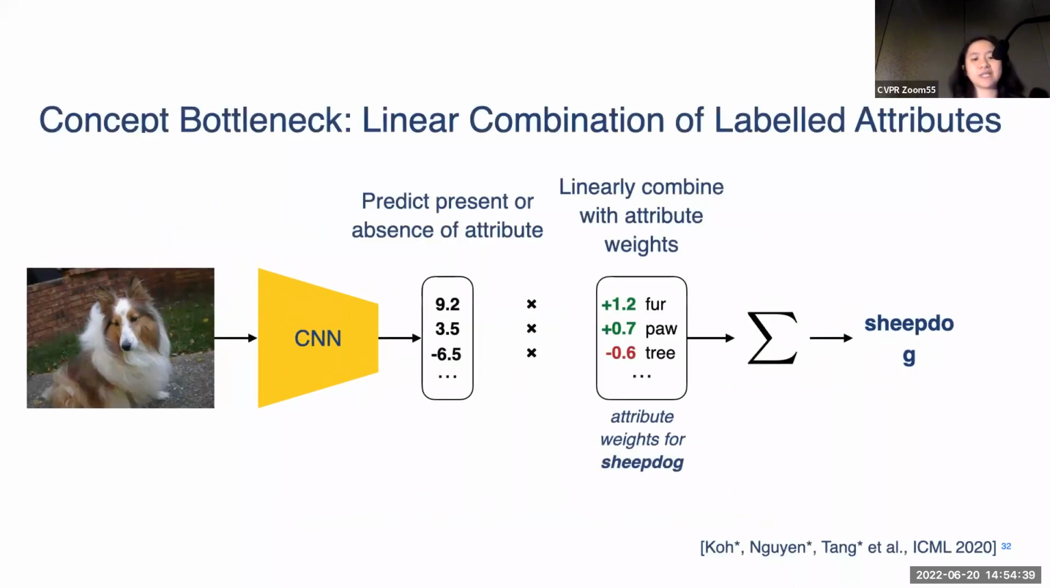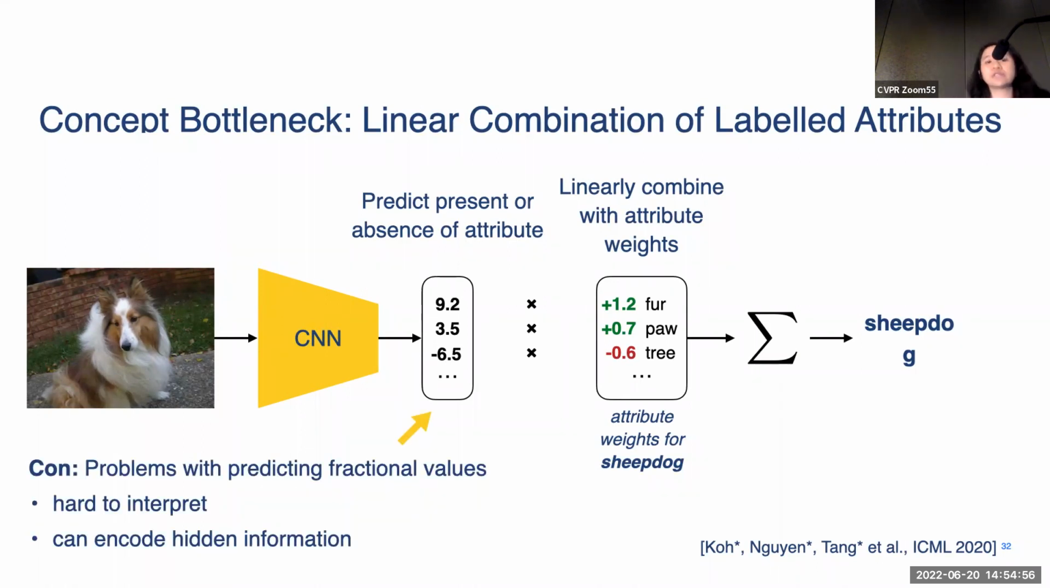One great example of concept-based explanations is the concept bottleneck model. This is an interpretable by design model, which predicts the presence or absence of attributes and learns to weigh the importance of each attribute for a given output class. It then linearly combines everything to form its output prediction. However, there are a few problems with using these fractional values that it outputs. First, it can be really hard for humans to reason. What does it mean when the logit for fur is 9.2?